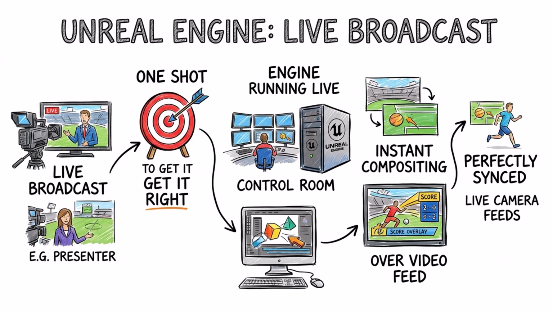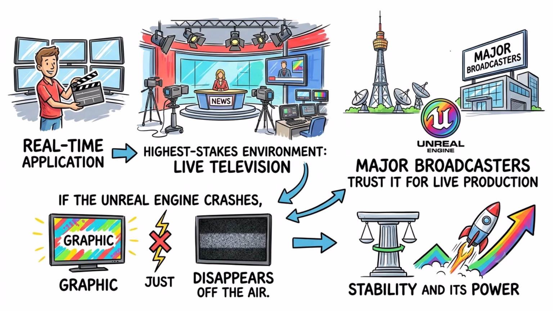In a live broadcast, you have exactly one shot to get it right. You can't render it overnight. It has to happen now, perfectly synced with the live camera feeds. The engine is running live somewhere in the control room, generating those graphics and compositing them on top of the video feed instantly. It's a real-time application in what is possibly the highest stakes environment you can imagine, live television. If the engine crashes, the graphic just disappears off the air. The fact that major broadcasters trust it for live production speaks volumes about its stability and its power.